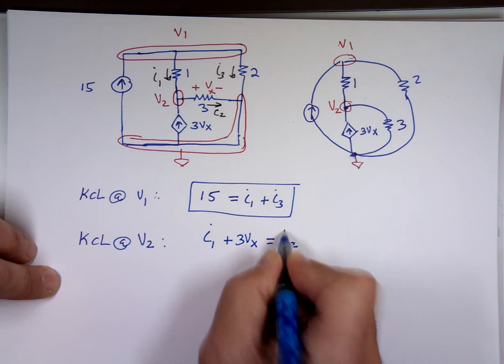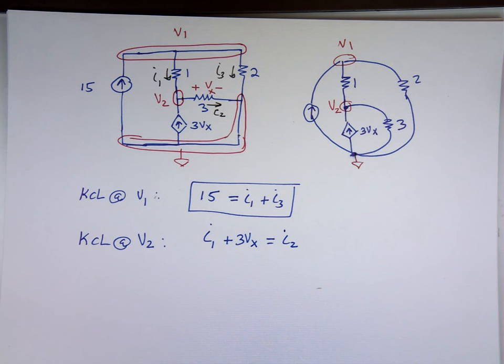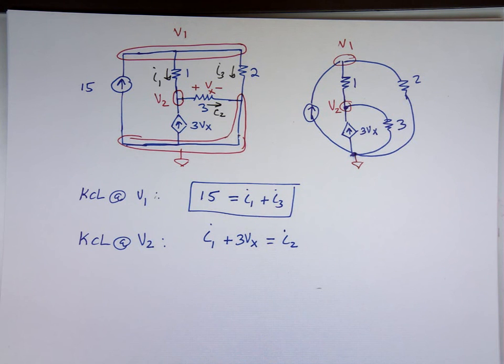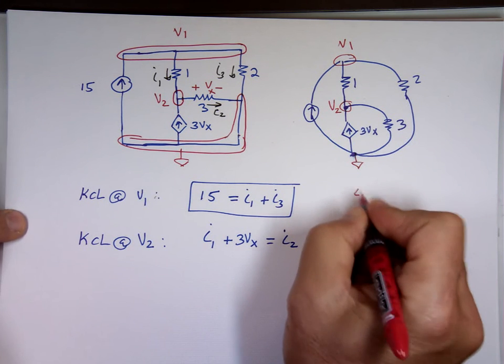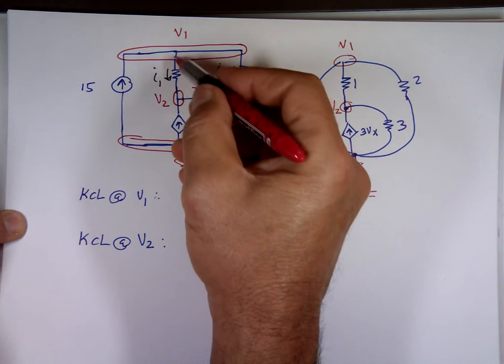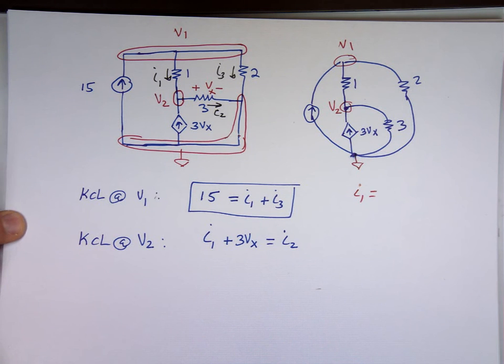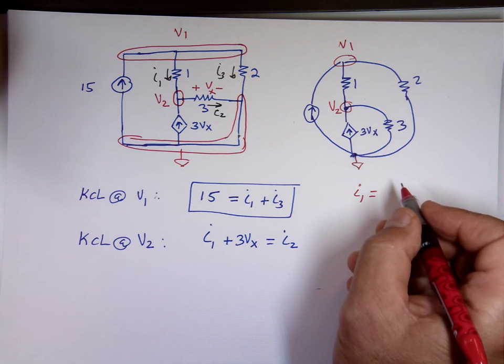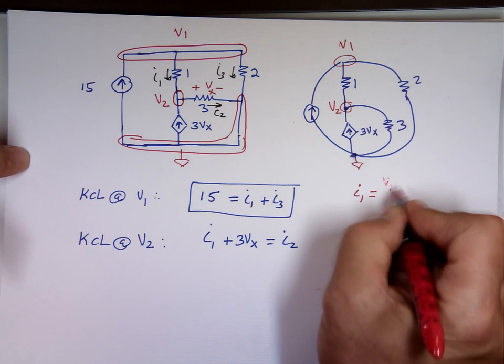2 equations by how many unknowns? 4. I1, I2, I3, and Vx. 2 equations by 4 unknowns. Not good. Let's write them in terms of voltages. What is I sub 1? Let's look at this. It's defined coming down. So what is it? V1 minus V2 divided by 1, which is V1 minus V2.